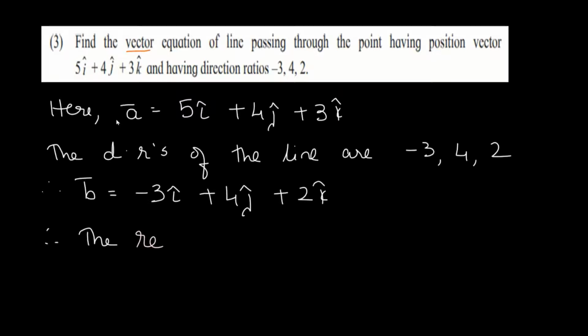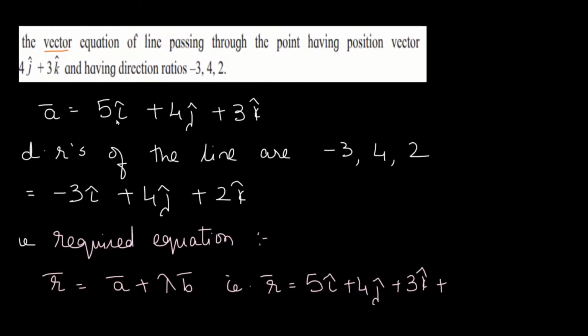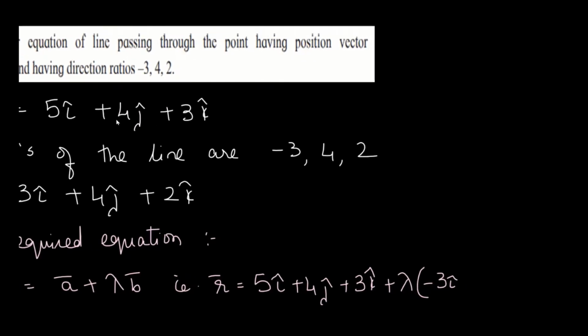So the required equation of the line is given as R is equal to A plus lambda B. That is R is equal to the first vector plus the second vector, that is lambda into B, lambda into minus 3i plus 4j plus 2k. So in this way, we can easily do the third sum, that is it.